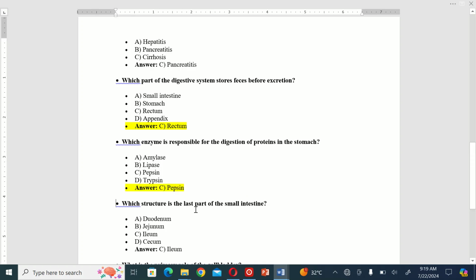Which structure is the last part of the small intestine? A. Duodenum. B. Jejunum. C. Ileum. D. Cecum. So the correct option is C. Ileum.